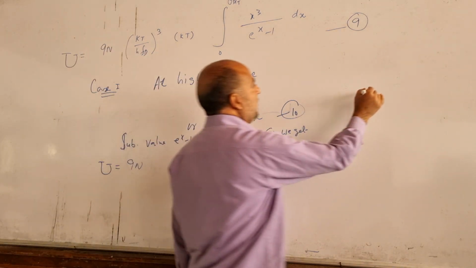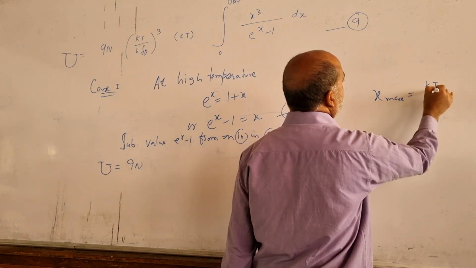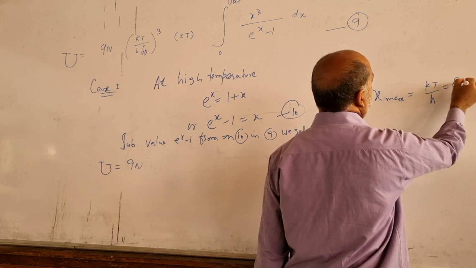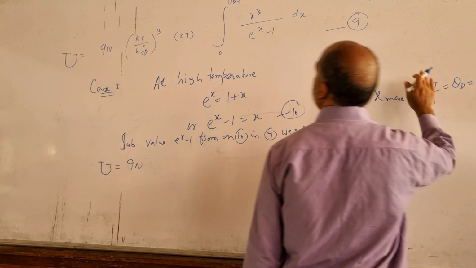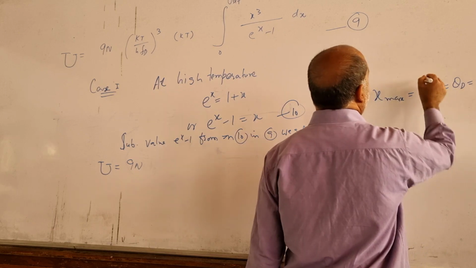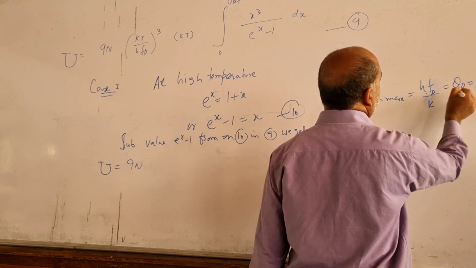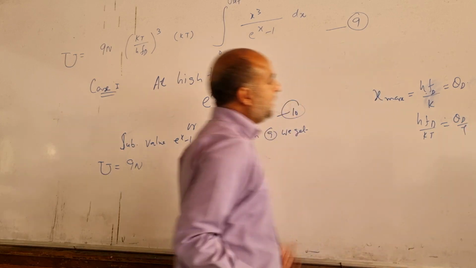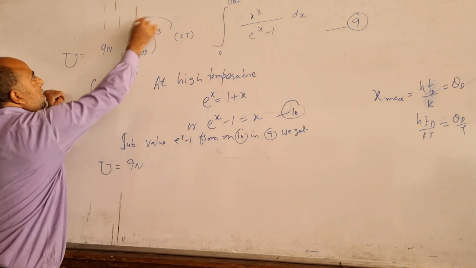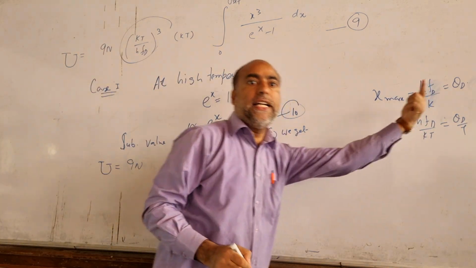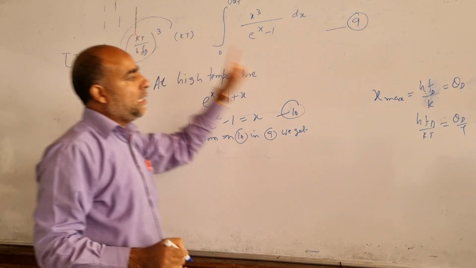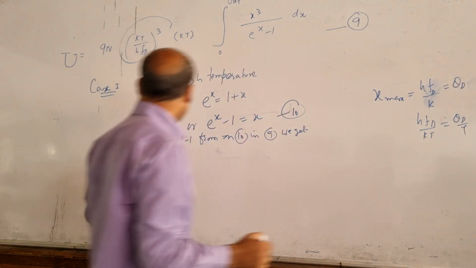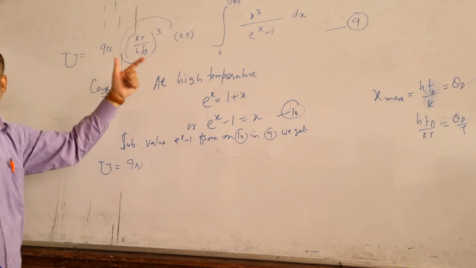But I told you yesterday that x max is equal to hf_D by kT, and hf_D divided by k is equal to theta D. Now hf_D divided by kT is equal to theta D by T. So here we have the reciprocal of this term, which is T by theta D, because hf_D by kT is theta D by T; here we have kT by hf_D, the reciprocal of it.